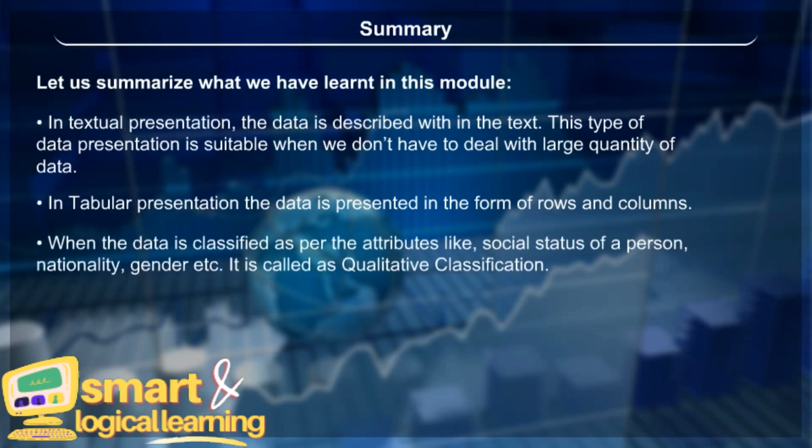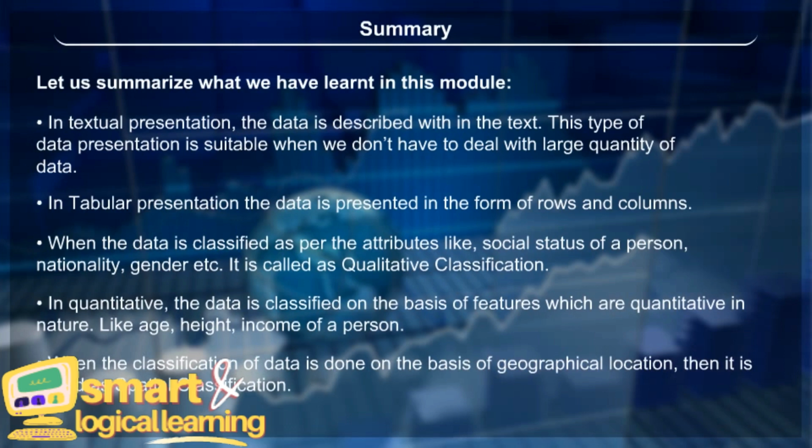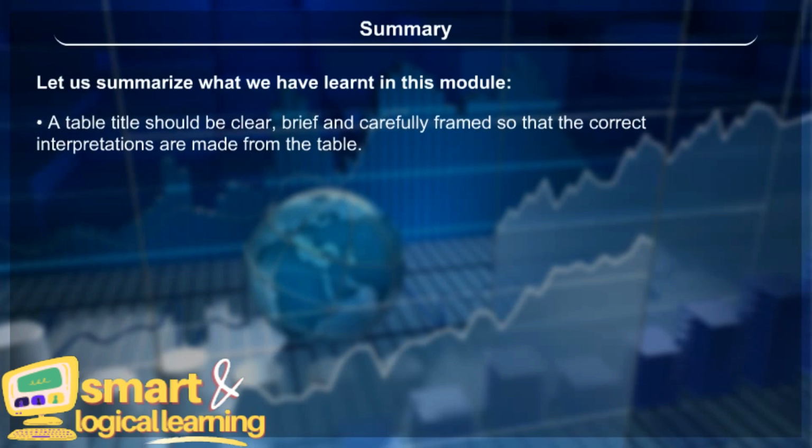When the data is classified as per attributes like social status of a person, nationality, gender, etc., it is called qualitative classification. In quantitative classification, the data is classified on the basis of features which are quantitative in nature, like age, height, income of a person. When the classification of data is done on the basis of geographical location, it is called spatial classification. A table title should be clear, brief, and carefully framed so that the correct interpretations are made from the table.